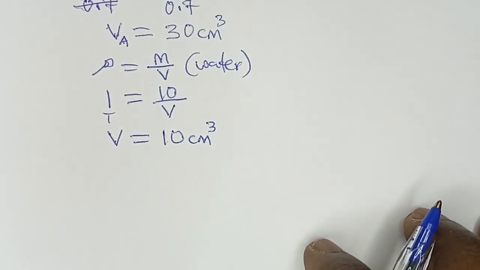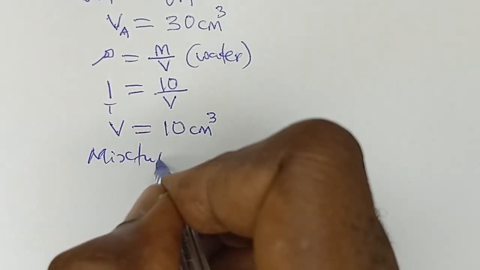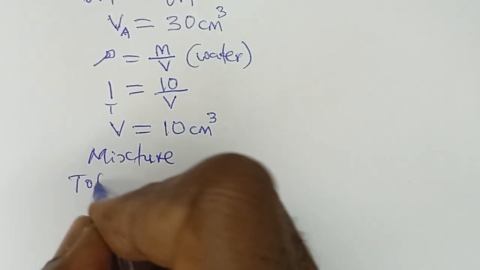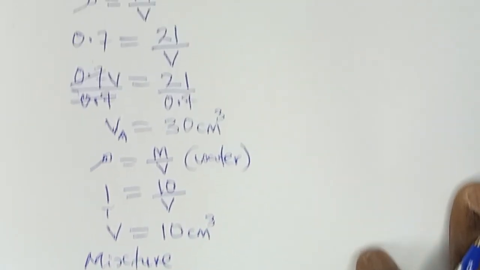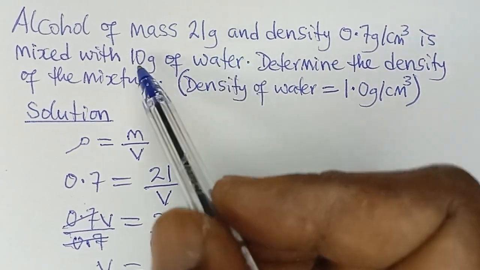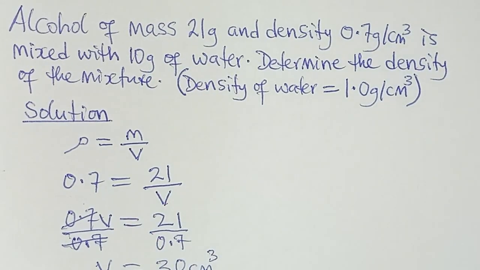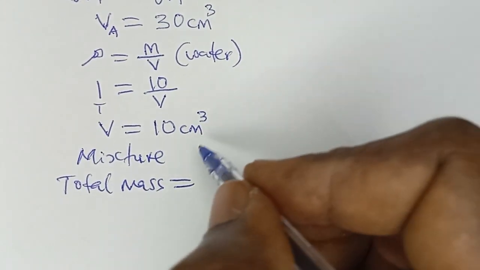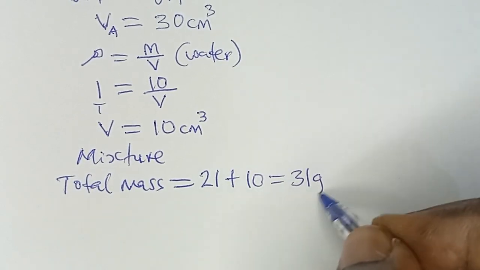Now, let's go back to the mixture. So now I'm going to the mixture of the water and the alcohol. The total mass of the mixture will be equal to, from the question we are told that it is 21 gram of alcohol mixed with 10 gram of water. So the total mass of the mixture is 21 plus 10, which is 31 gram.